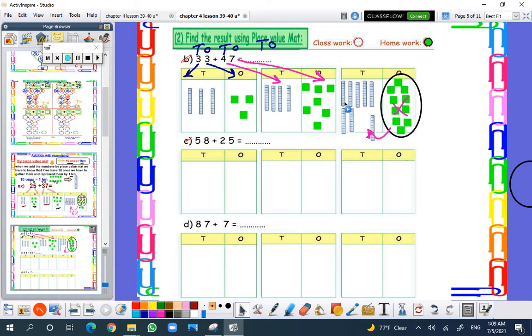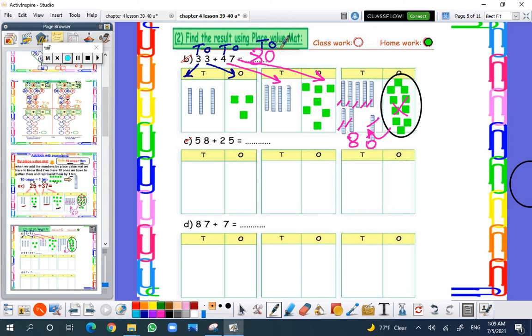Now, how many rectangular bars do we have? Count with me. 1, 2, 3, 4, 5, 6, 7, 8. So we have 8 on the tens. Here, do we have any remaining on the ones? No. So it will be 0 on the ones. So 33 plus 47 equals 80. This is called addition with regrouping by using place value method.